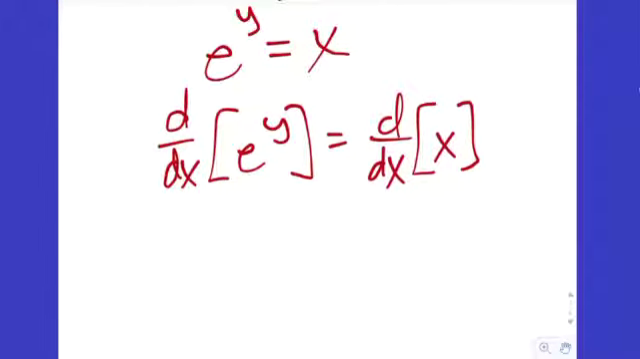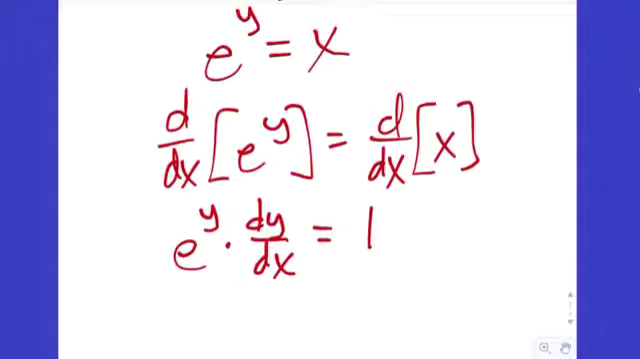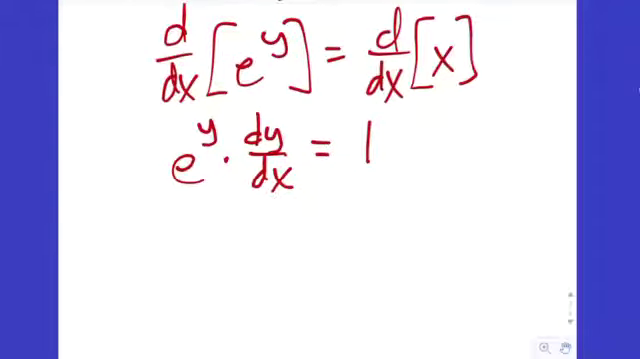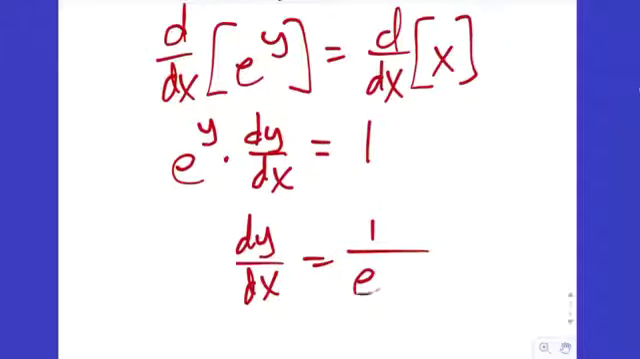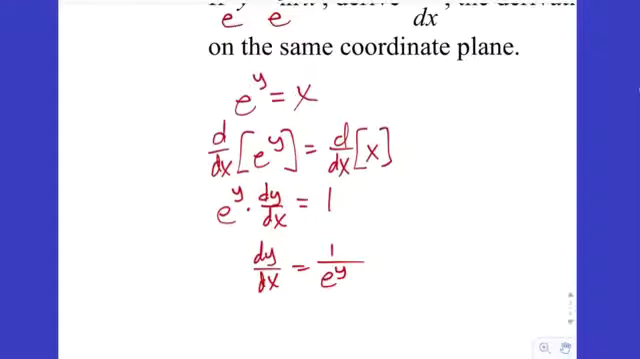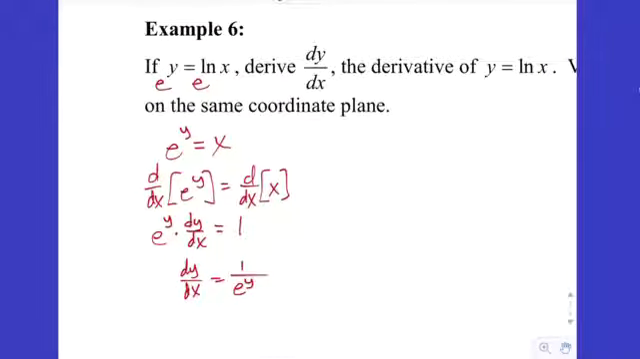Okay, here we go. What's the derivative of e to the y power? E to the y power times the chain rule, dy dx. Sweet. And on the right side, the derivative of x is 1. All right, now we solve for dy dx. And we get 1 over e to the y power. Yay! We discovered that the derivative of the natural log of x is 1 over e to the y.